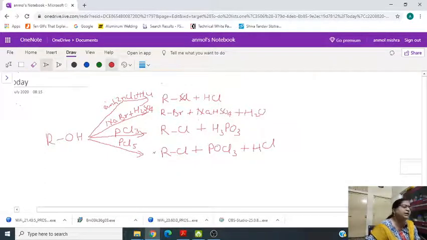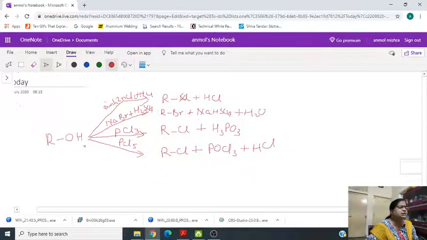Now you can see here that whenever any compound, here we have taken alcohol, but suppose it is a carboxylic acid or any other compound, if it reacts with PCl3 and PCl5, the byproducts, H3PO3 in the case of PCl3 and POCl3 plus HCl in the case of PCl5, remain the same.